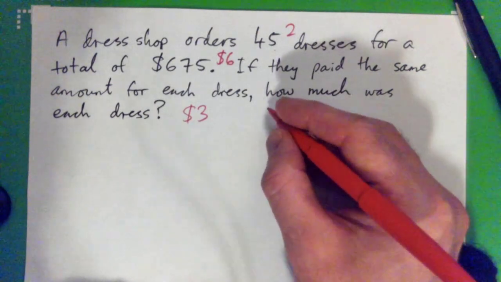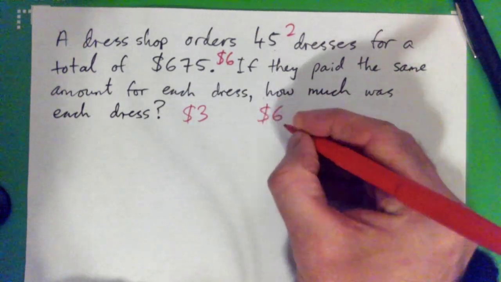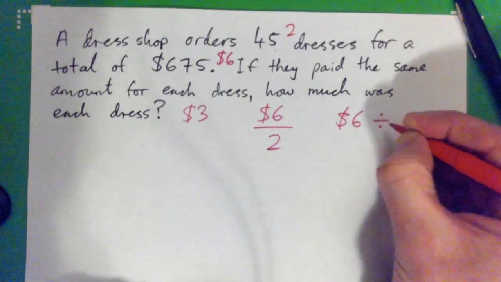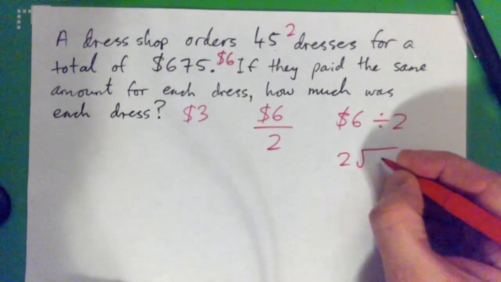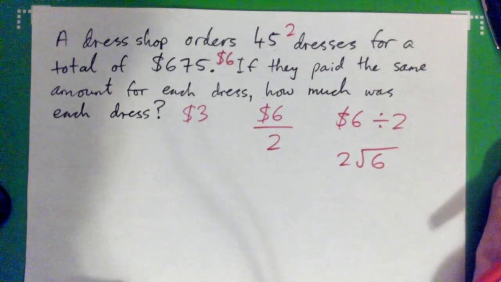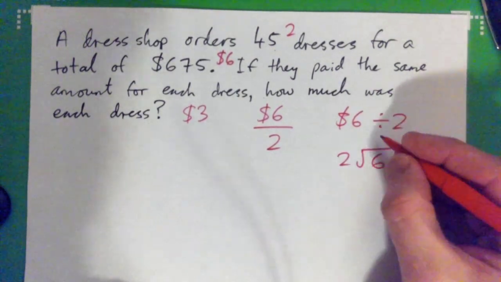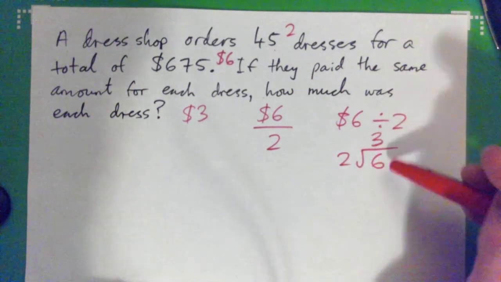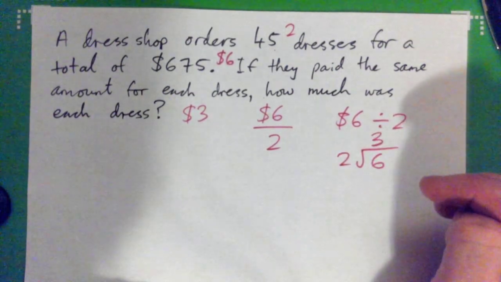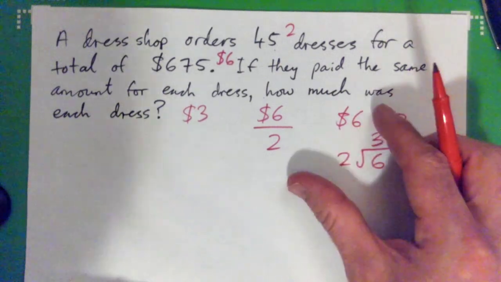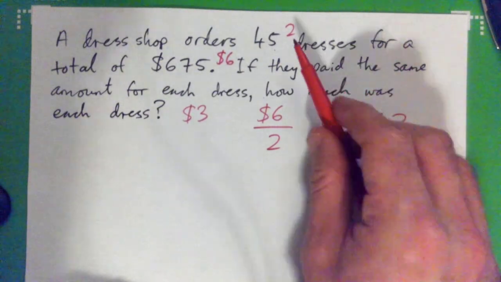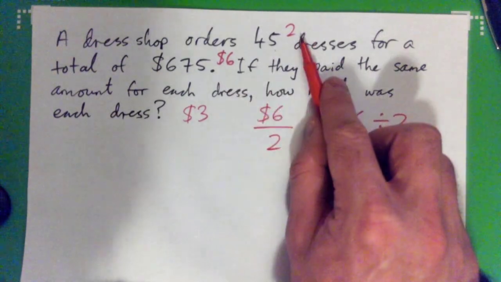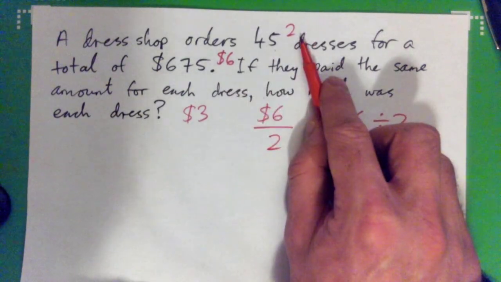2 into 6, right? So we could have gone $6 divided by 2, or 2 into 6, same thing, right? 2 into 6 gave 3, so each dress costs $3. Make sense? And so for me, this is the hard part. If you guys can figure out how to just substitute easy numbers that you like, then everything is solved.